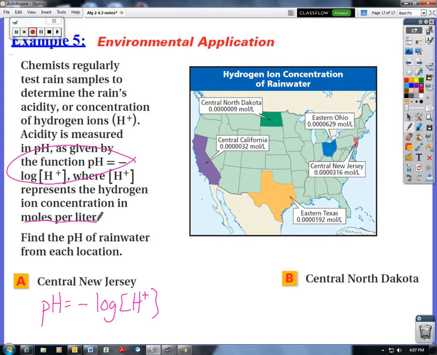So Central New Jersey, if I look on the map, is right here. That's my hydrogen ion concentration. So the pH is equal to negative log of that number. We've got 4 zeros there. 316. And it's in the correct units, moles per liter, so that's good. Okay, this is not something you're going to do in your head. We don't know 10 to what power, because this is base 10, by the way. It's not stated, so it's understood to be base 10.